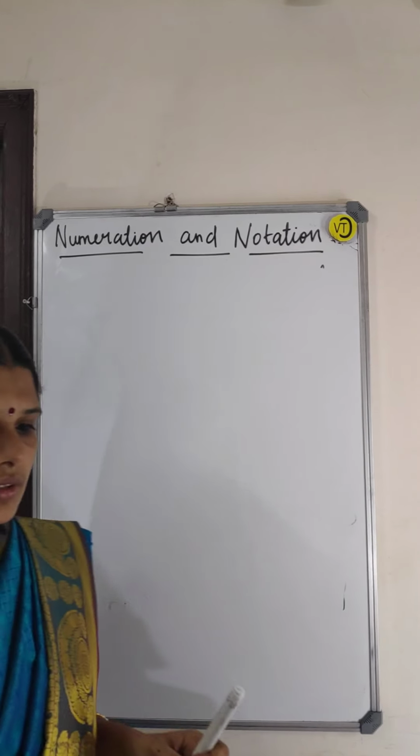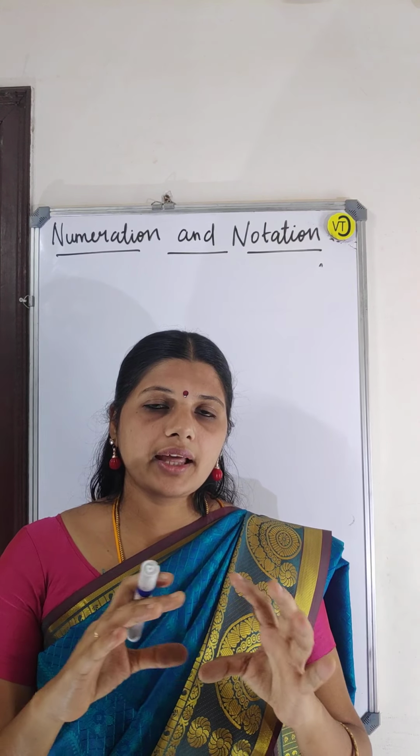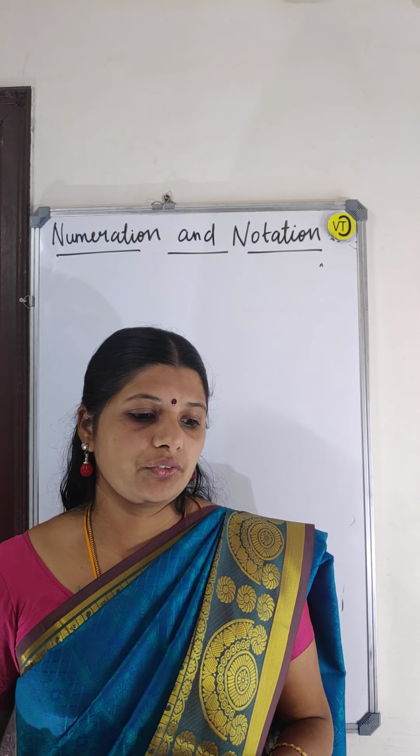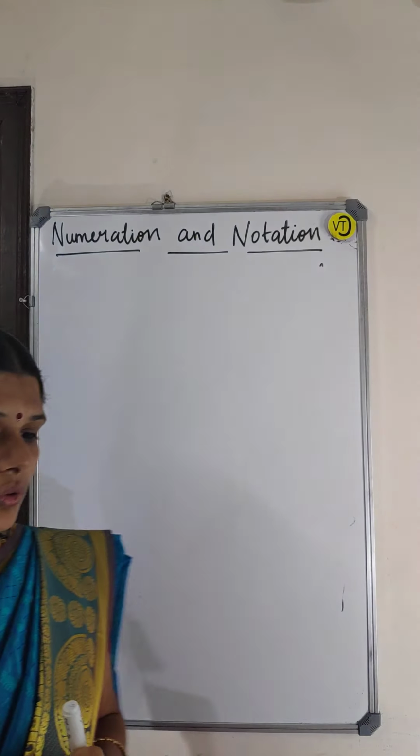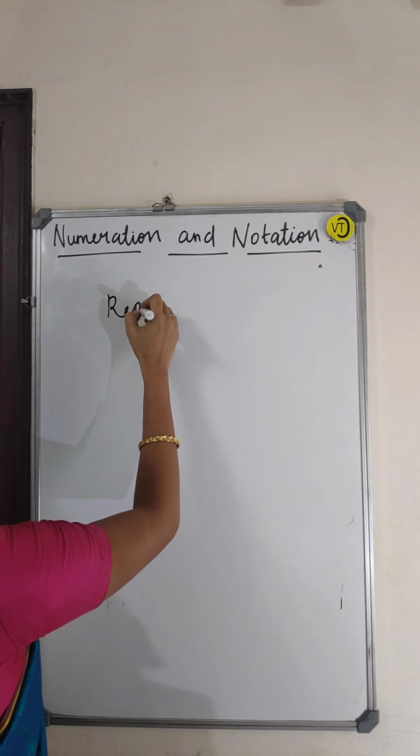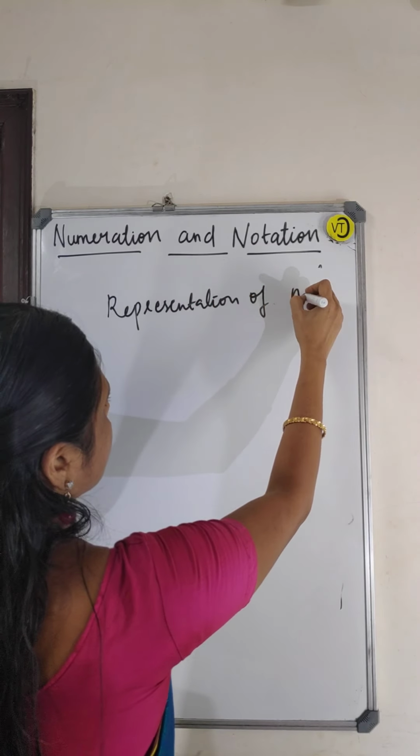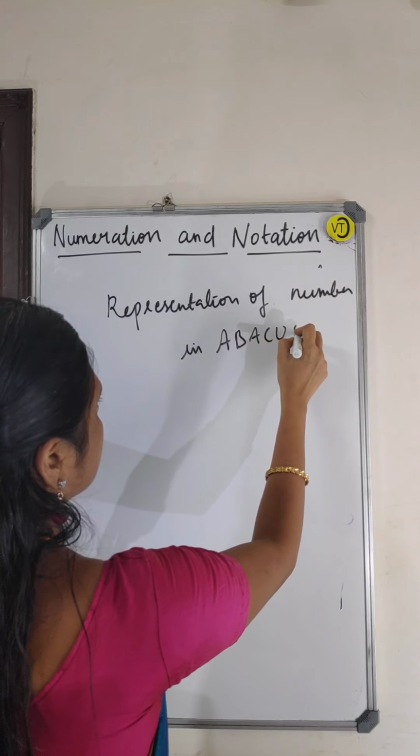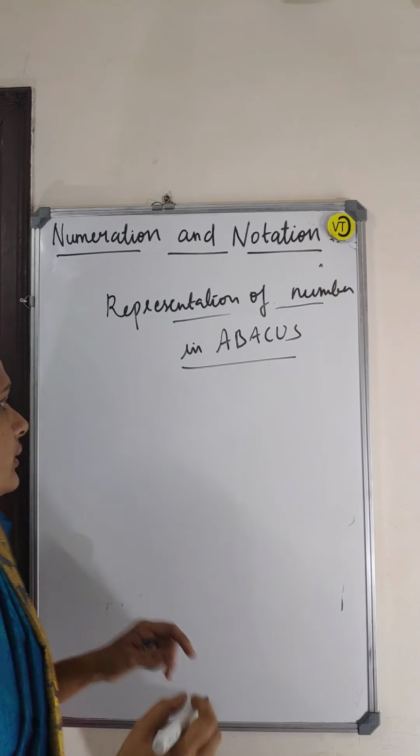Then next is the abacus, you know, right? Through the abacus also, we can represent the number. If you use place values and all, we can represent the numbers using the abacus also. Okay. So, here is the representation of numbers in the abacus. Okay. This is the abacus.